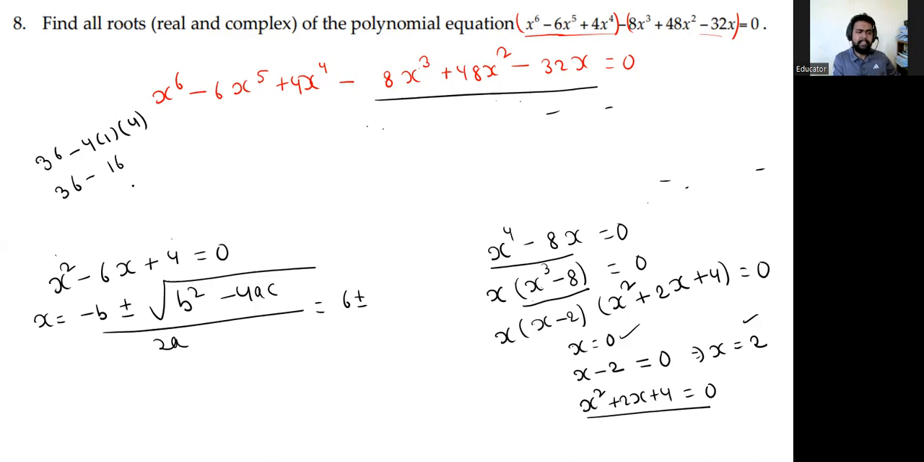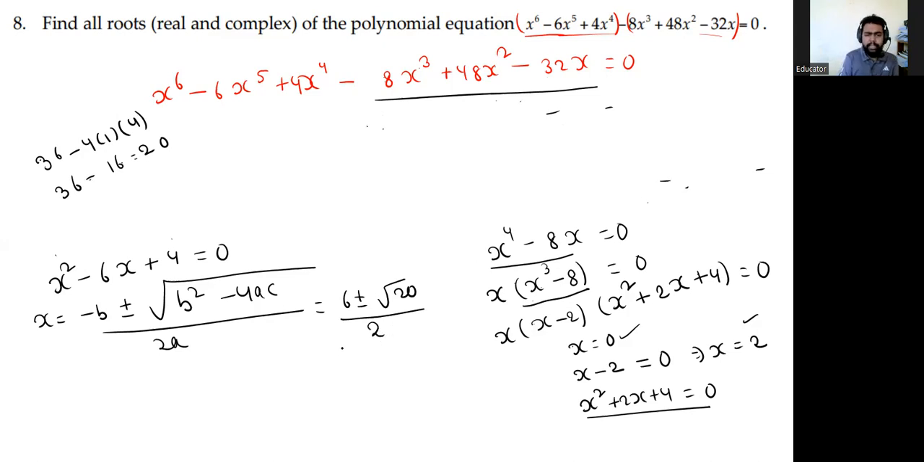And 36 minus 16 is going to make 20, right? So I'm going to write root 20, and root 20 upon 2a. So 2a, 2 times 1, that would be just 2.